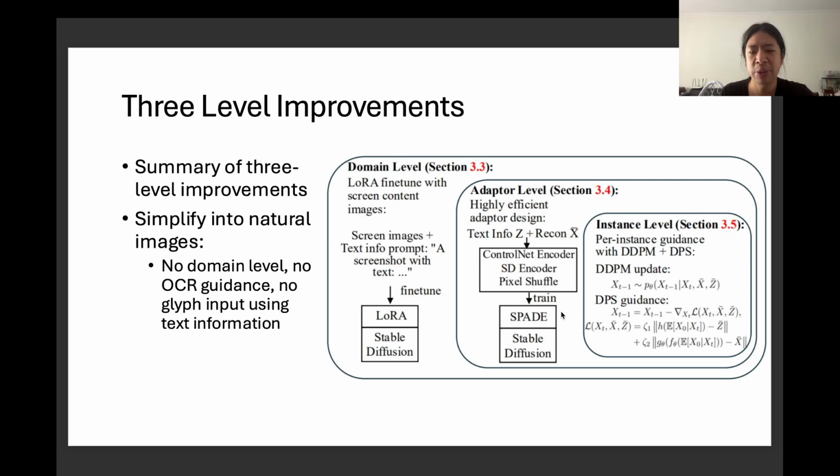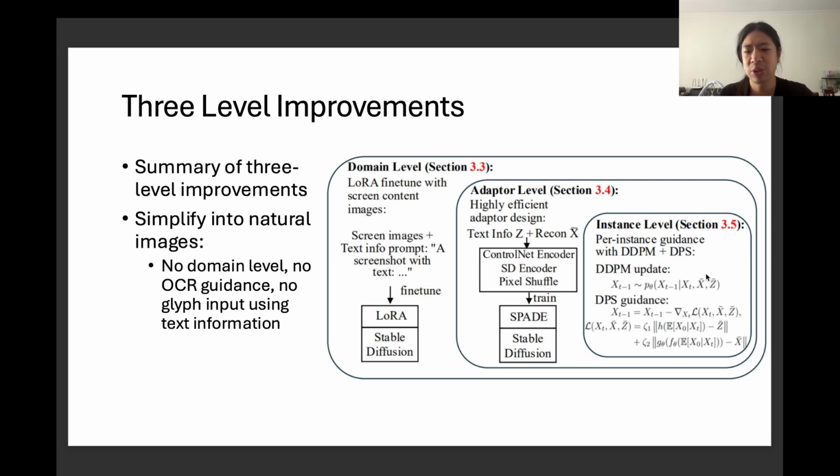And everything is actually conditioned through a split layer, which is, I think, around the GAN age, when people were doing semantic segmentation to image generation. And this split layer is shown to be much more effective than the ControlNet residual addition. And we also add an instance-level improvement.